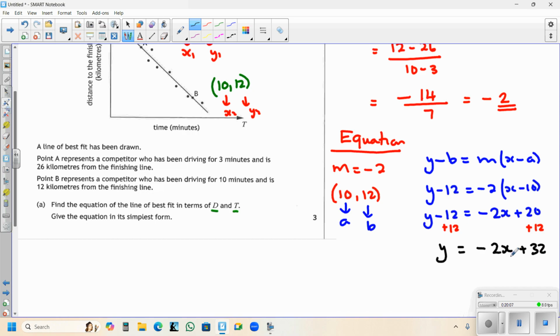Now that's the equation of your line, but it's not the equation that we want to write down because we've got to write it in terms of d and t. So t is on the x-axis and d is on the y-axis. So it means our equation is d is equal to negative 2 times t plus 32. You will get one full mark for changing those letters, so please do not forget it.